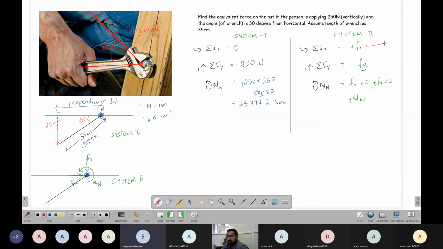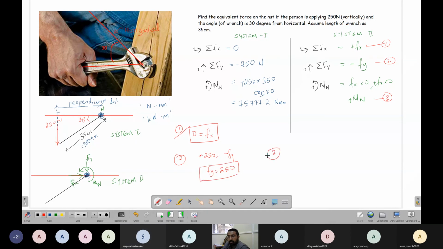So this is my first equation, this is my second, this is my third. From the first, 0 equals Fx, so my Fx value is 0. In the second, minus 250 equals minus Fy, so Fy equals 250.